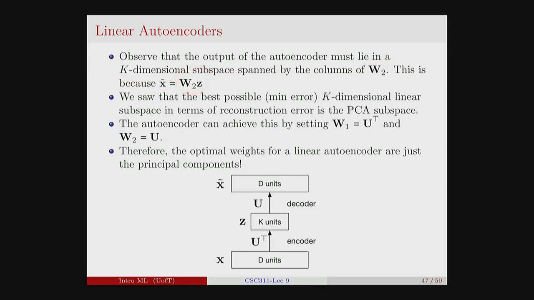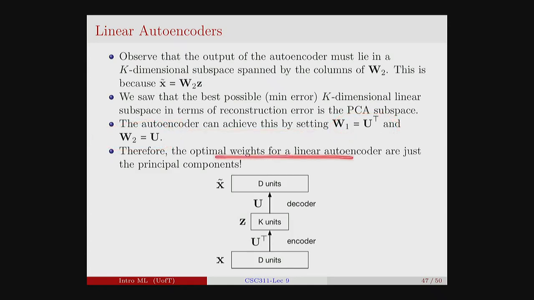And this is nothing more than writing out your reconstruction as a linear combination of the columns of W2. That's what left multiplying by a matrix does. So you can write down that the output must lie in a k-dimensional subspace spanned by the columns of W2. And we've previously shown that the best possible minimum error k-dimensional linear subspace can be achieved by the PCA algorithm. And so the autoencoder does this by setting W1 equal to U transpose and W2 equal to U.